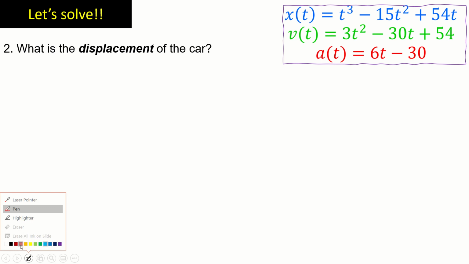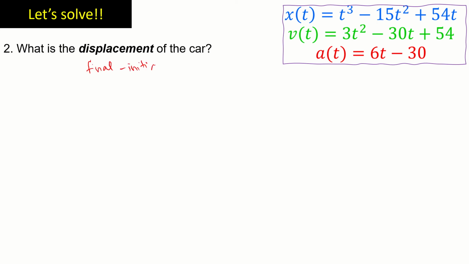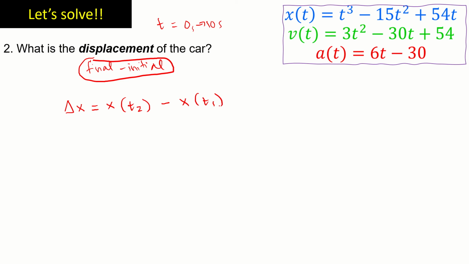Let's first identify the definition of displacement. Displacement is the final minus initial, right? And then, if you remember the question, it says that the time is from 0 to 10 seconds. So, from 0 seconds to 10 seconds, that is the movement of the car. In your reading material, you can already see that displacement is given by the change in x, where x at time 2 is subtracted by x at time 1.